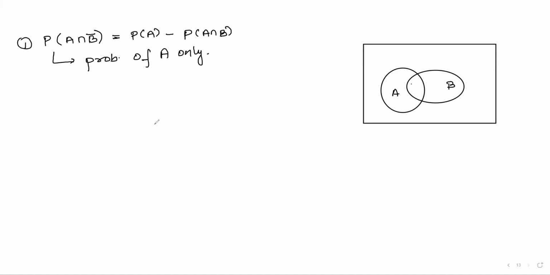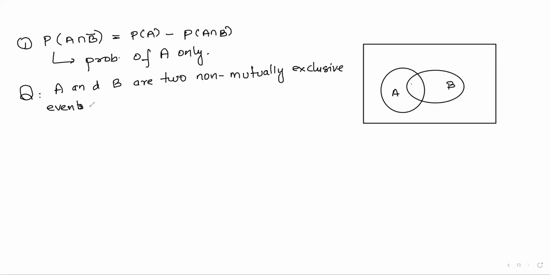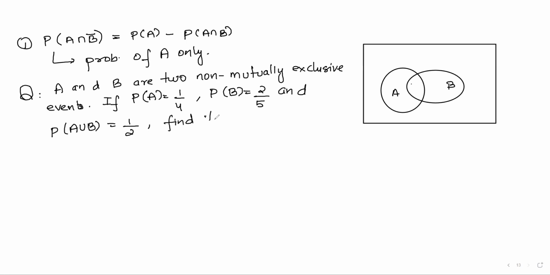Okay, thank you. Then please put on it and try the question. A and B are two non-mutually exclusive events. If probability of A is equal to 1 by 4, probability of B is equal to 2 by 5, and probability of A union B is equal to 1 by 2, find the values of P of A intersection B and P of A intersection B naught.